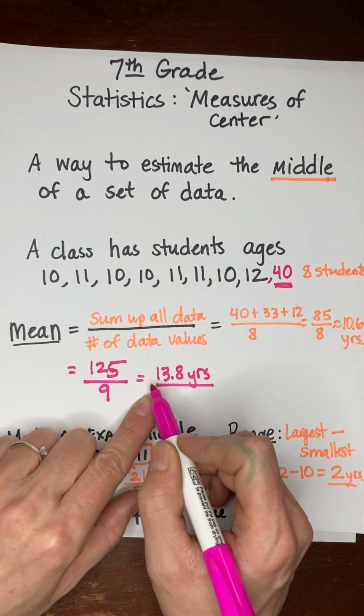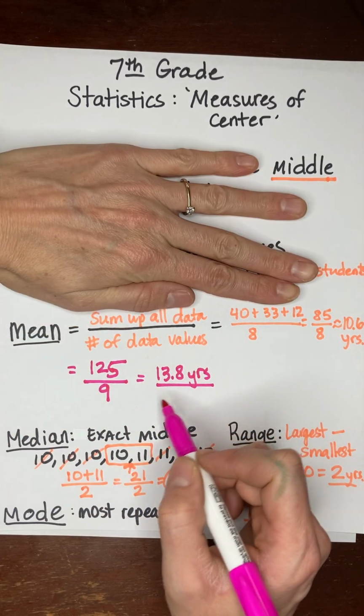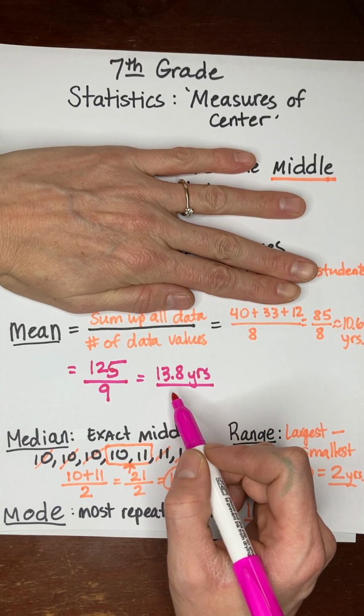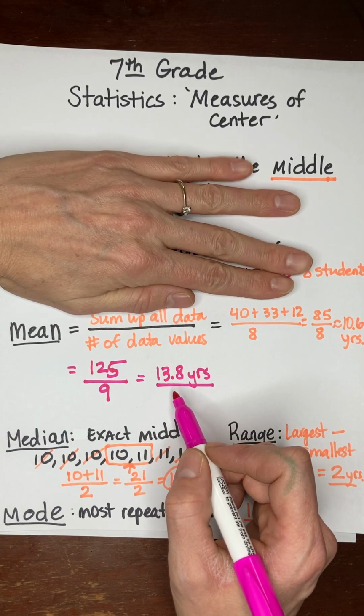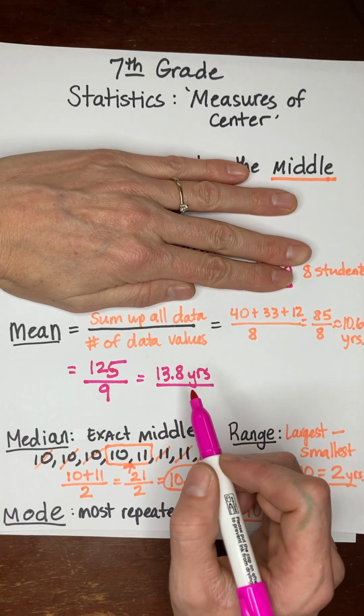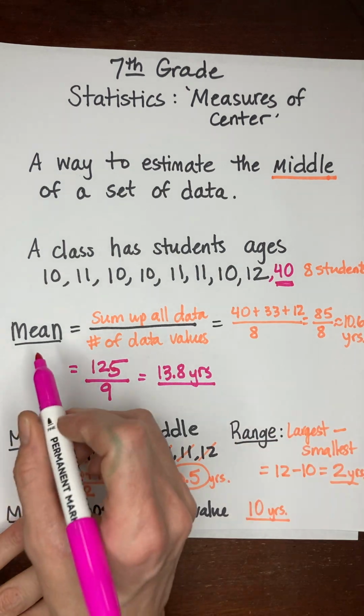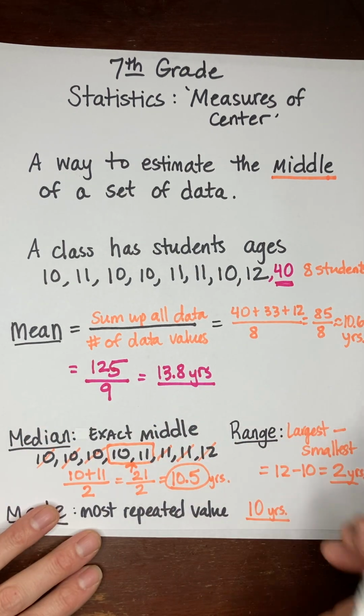So if I gave this in a report and I didn't show the data and I said, oh, the average age in the class was 13.8 years, that would not really be an accurate statement, would it? It'd be very misleading because the average age in that class was not 13 years. The average age was around 10 and a half. Okay, so with our mean, it's very affected by outliers.